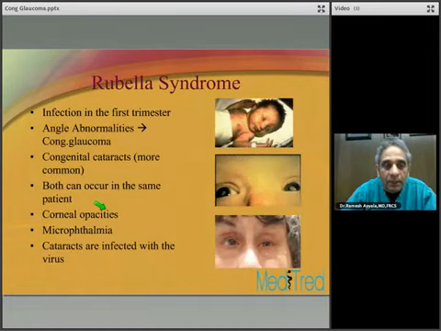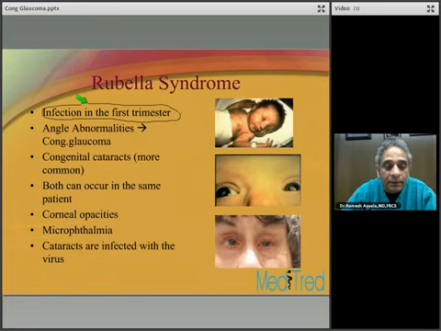Rubella syndrome is associated with infection in the first trimester of pregnancy. It's associated with angle abnormalities leading to congenital glaucoma, and congenital cataracts, which are much more common than congenital glaucoma. Both can occur in the same patient.